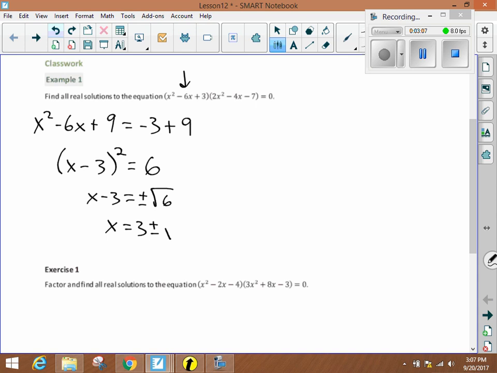Is 6 divisible by anything that has a square root? Is it divisible by a perfect square? No, so it's just going to stay like that. So my solutions here are x equals 3 plus root 6 and x equals 3 minus root 6. Okay, so I found all of the zeros of my first expression.